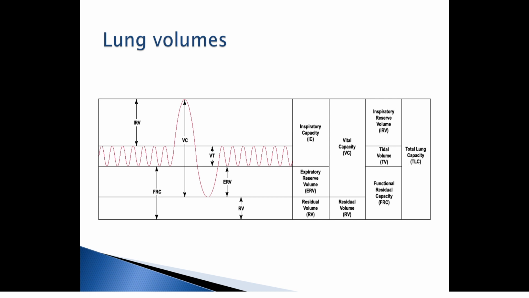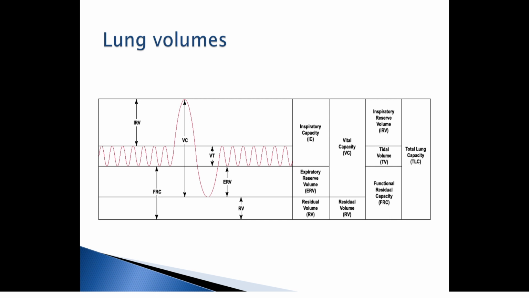Vital capacity really is a sum of tidal volume, inspiratory reserve volume, and expiratory reserve volume. And also in the lungs there is residual volume, which persons cannot exhale.